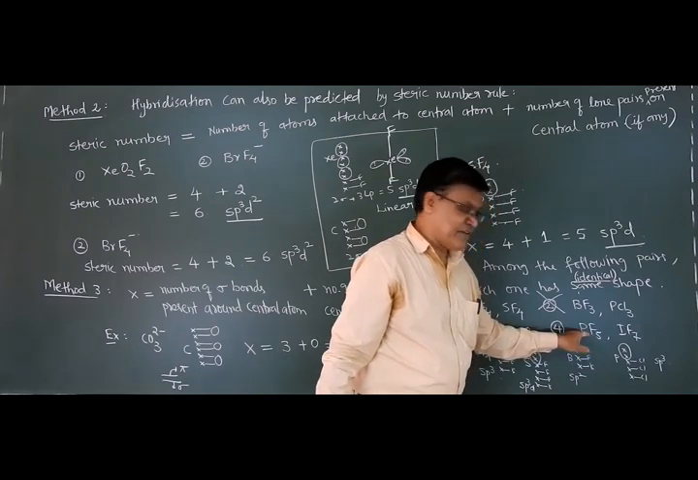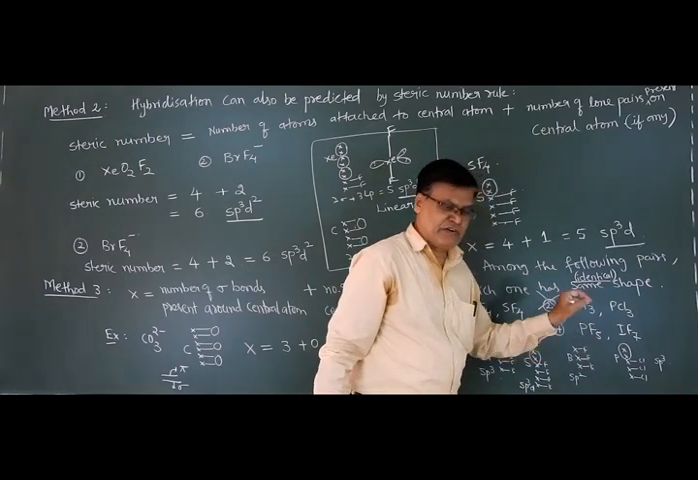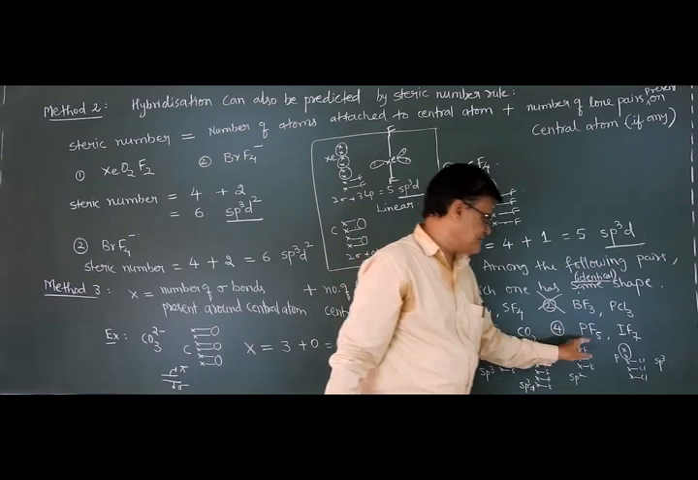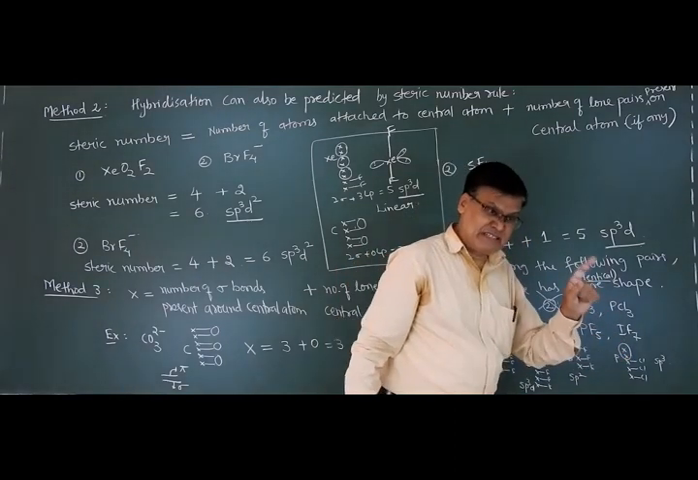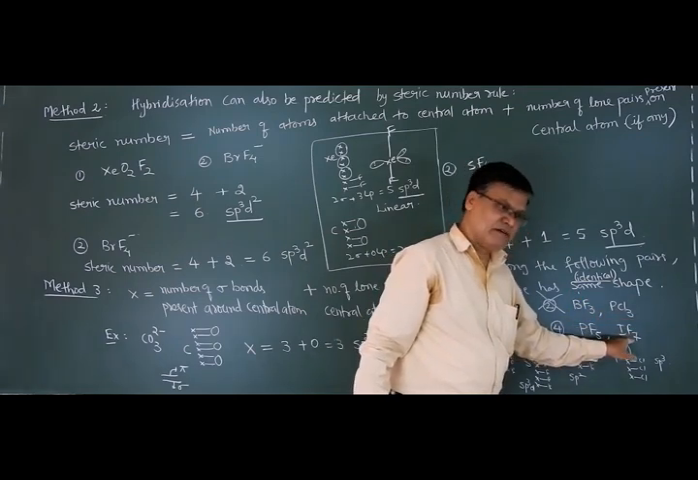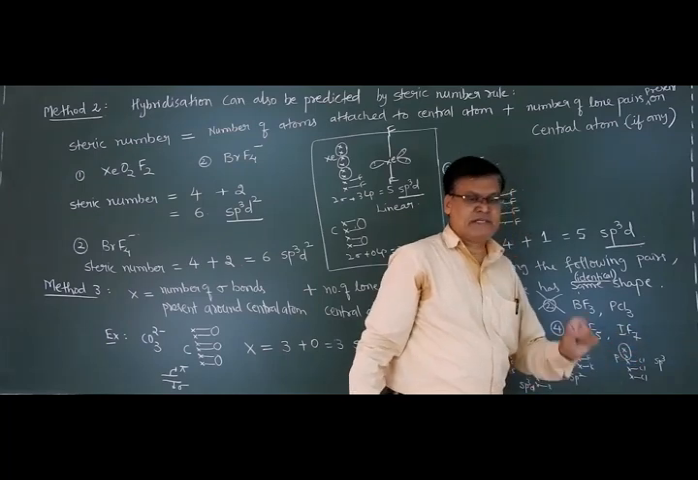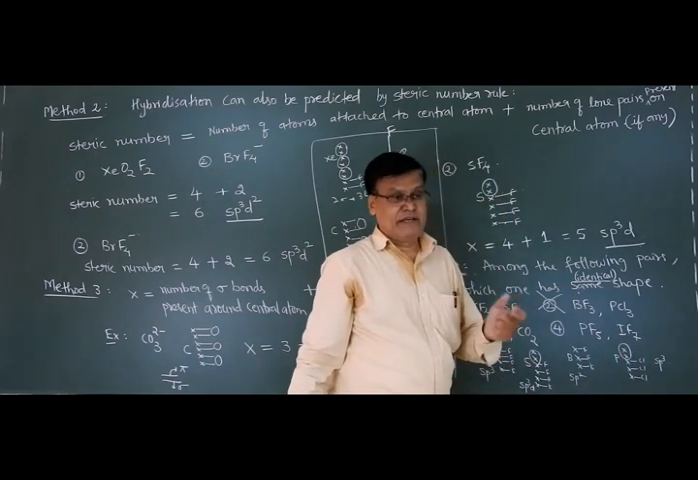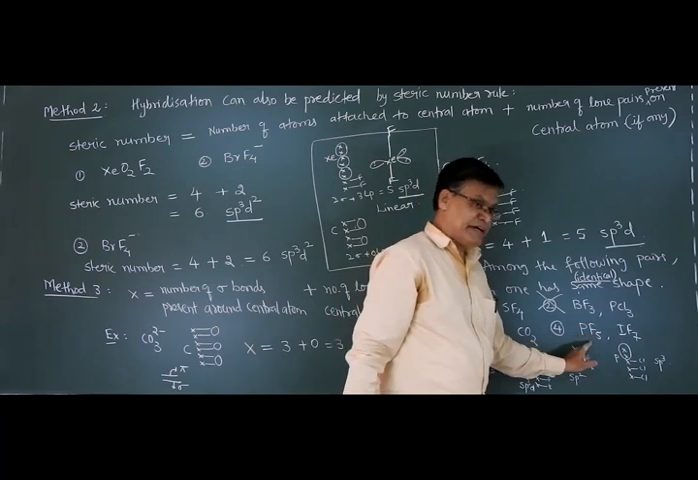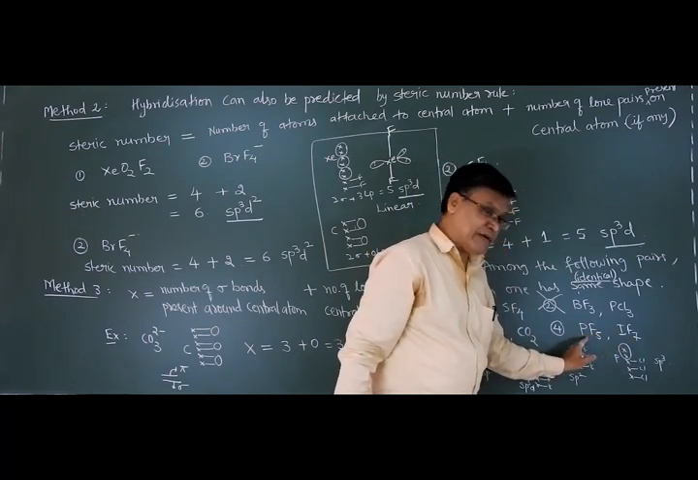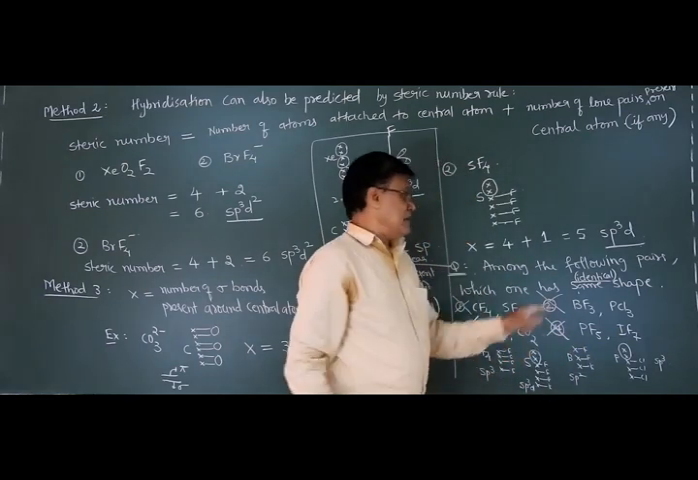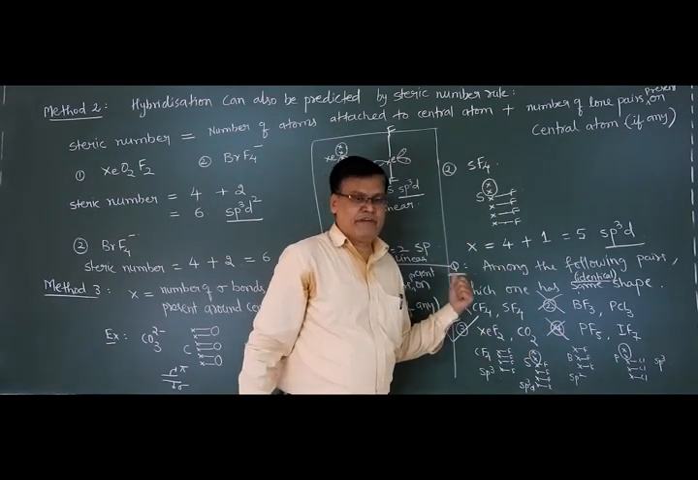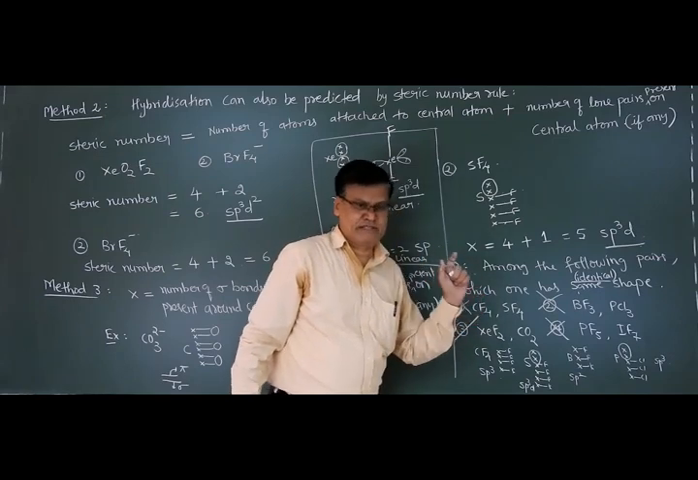Here phosphorus has 5 electrons, 5 bonds, 5 plus 0, 5 means sp3d, which means trigonal bipyramidal. Iodine has 7 electrons, all bonded by sigma bonds with 7 fluorine atoms. 7 sigma bonds, 0 lone pairs, 7 means sp3d3, pentagonal bipyramidal. Pentagonal bipyramidal versus trigonal bipyramidal, shape will be different. This is also not correct. This kind of question will be asked. This is a very important concept in any competitive exam.